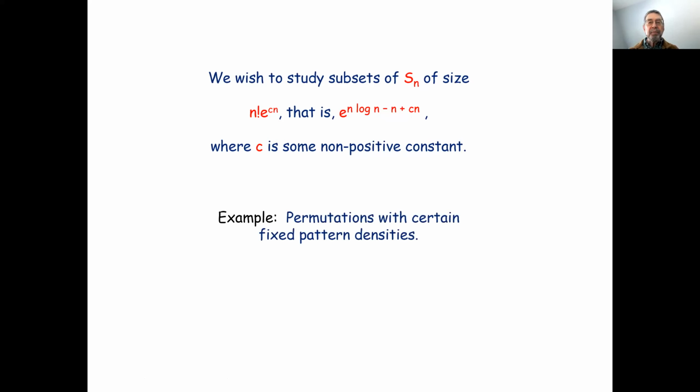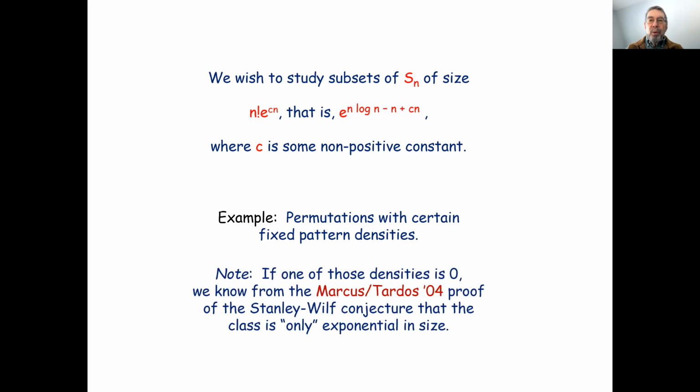So examples of such sets are permutations with certain fixed pattern densities. We could look at the set of all permutations whose 2-1 density is equal to a third. If we look at permutations, one of whose pattern densities is 0, then we know from the famous proof of Marcus and Tardos of the Stanley-Wilf conjecture that these classes are only exponential in size. So these are too small for us at the moment, but later on at the end of the talk, I'll get back to talking about sets of that size.